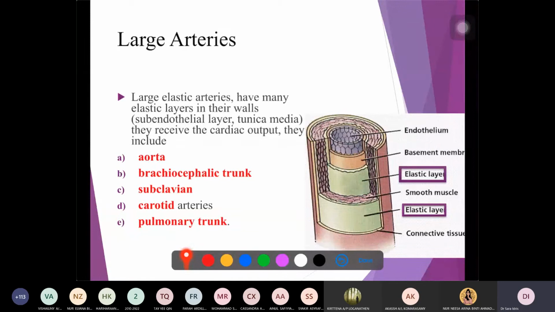Large arteries include your aorta, the brachiocephalic trunk, which is a branch of your aorta, the subclavian and the carotid arteries, which are also a branch of either your aorta or the brachiocephalic trunk, and then also the pulmonary trunk. So all of these are large arteries. They need a lot of elastic fibers that make up elastic layers in the wall of the blood vessel.